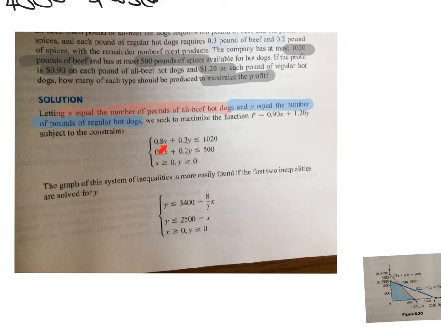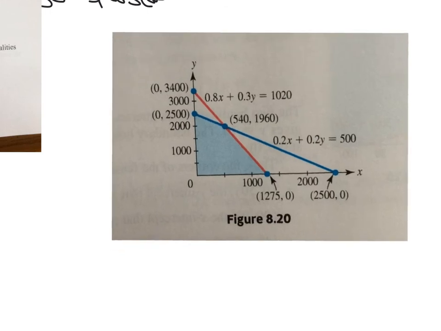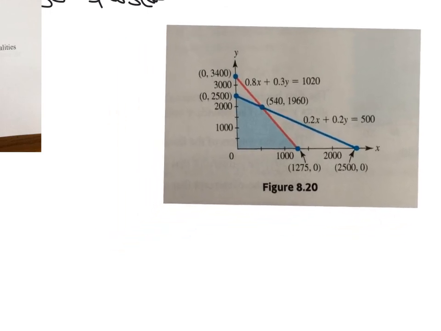Okay, there's your two equations there, and x is greater than 0, y is greater than 0, because both x and y have to do with number of pounds. Alright, so the graph of the system of inequalities is more easily found if the first two inequalities are solved for y. Actually, you can plug these two into your graphing calculator as is, but they're just switching it so that you're solving for y there. Okay, let's move this out of the way and bring up the graph. Alright, so you graph this and you get this.